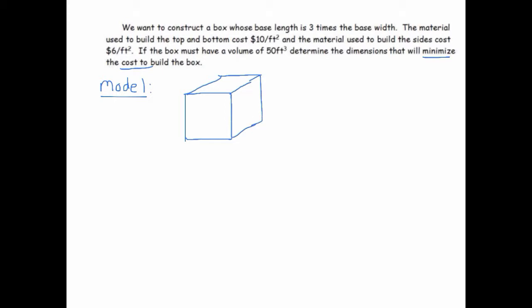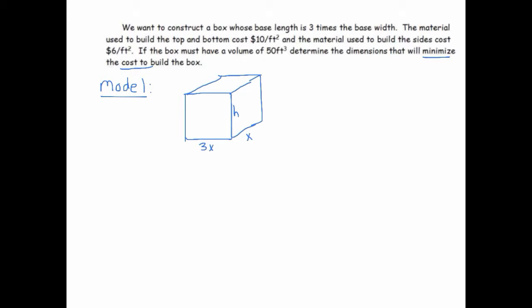Okay, that should work. And then it says we want the box's base length to be 3 times the base width. So that allows us to write this in terms of one variable. If this is the width, then since the length is 3 times that, I should call that 3x. So now I only had to use one variable for that. But of course, there's no information about the height, so I'm going to have to make up a new variable for that, maybe h.